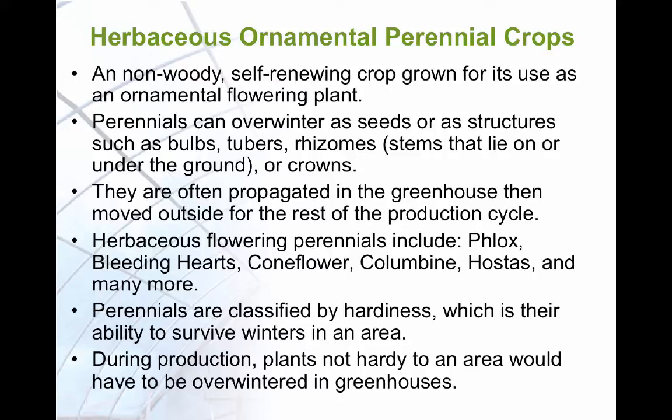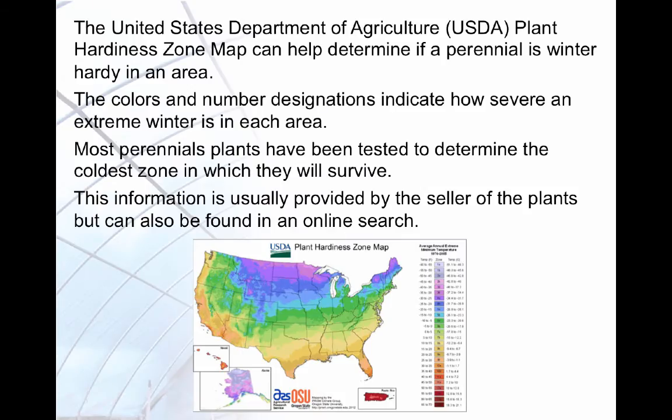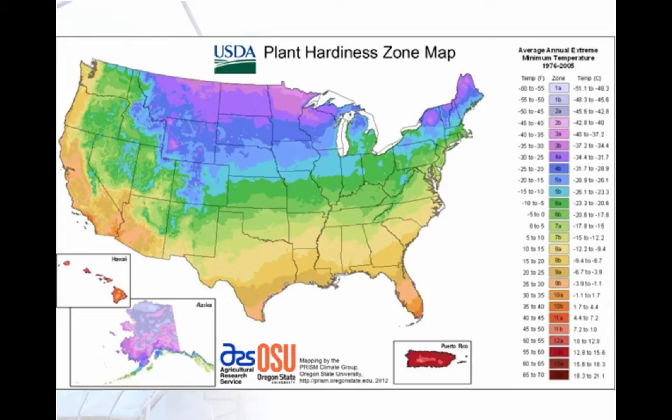Whether or not a perennial survives depends on its hardiness and the hardiness zone in which it is planted. Here you see the United States Department of Agriculture, or USDA, Plant Hardiness Zone Map. The colors and number designations indicate how severe an extreme winter is in each area. Most perennial plants have been tested to determine the coldest zone in which they will survive. This information is usually provided by the seller of the plants, but can also be found in an online search. And here you have a better look at the hardiness zone map.